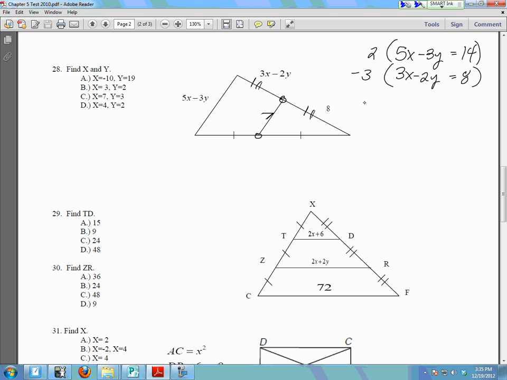When I multiply this all out, I get 10x minus 6y is equal to 28. I'll get negative 9x plus 6y is equal to negative 24. When I add straight down, I'm going to get x here, my y's go away, and I'm left with 4.